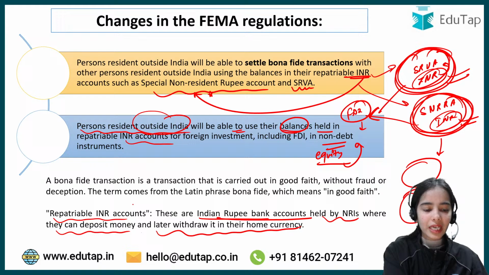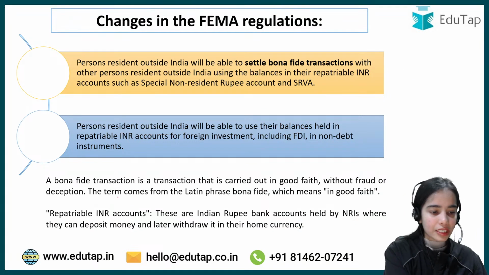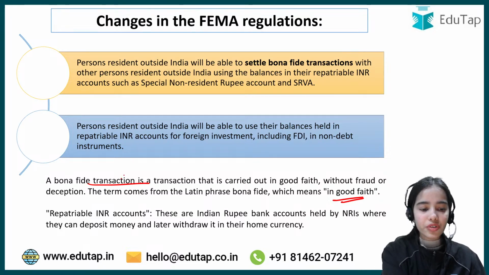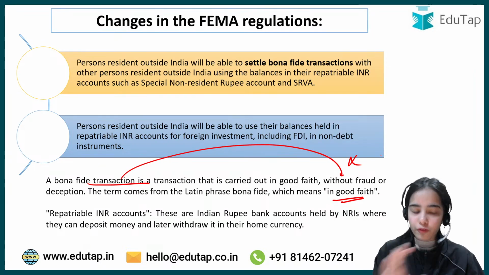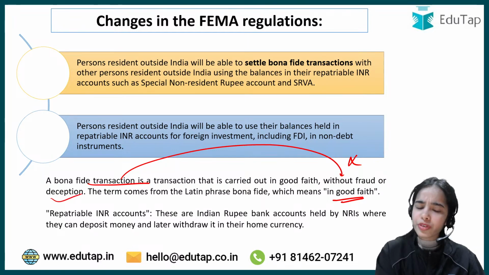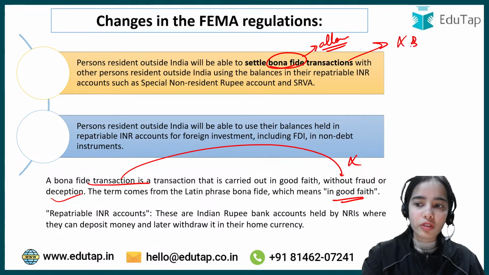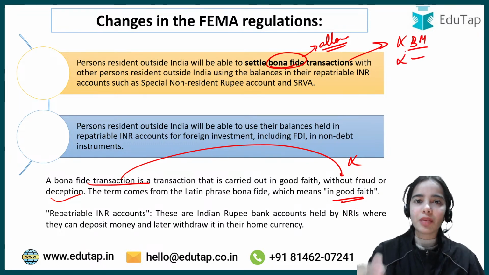See, bona fide transactions are the transactions that happen in good faith. That means these transactions do not involve any fraud or deception. So bona fide transactions are the allowed transactions. That means they do not involve black money, money laundering or such.